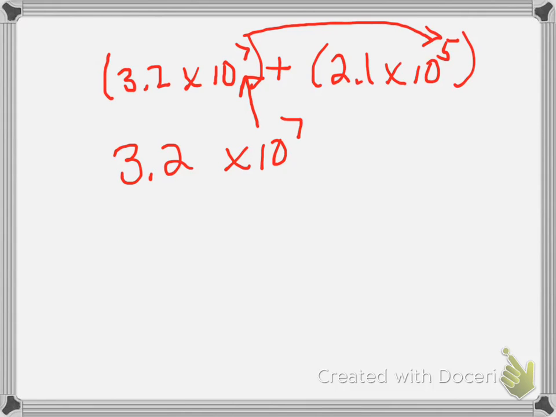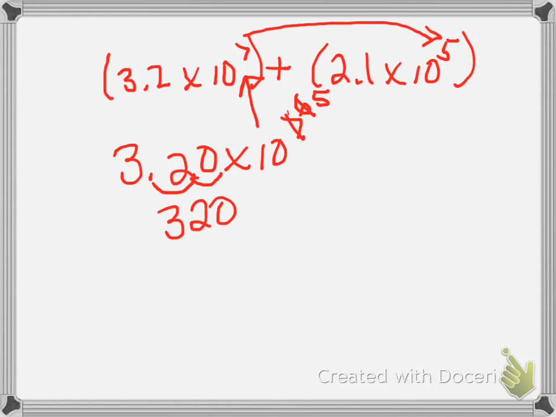And what you're going to do is move the decimal over to the right 1 time. That makes this become a 6. Well, we need it to be a 5, so you're going to move it 1 more time, putting in a 0 there, and that's going to make it a 5. So now it's matched up, and what it really is is 320 times 10 to the 5th plus 2.1 times 10 to the 5th.